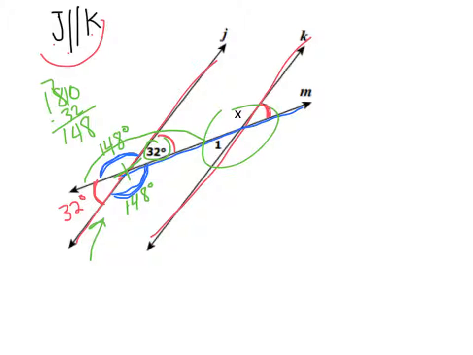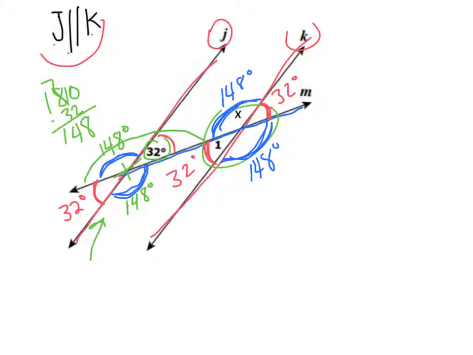So I'm going to mark here, these two red angles are the same, and these blue angles here are the same as well. So once I find one, I know where they're at all the way across the board. So these blues are both 148, just like at the other intersection, and these red ones are both 32s, just like at the other intersection. So really, whenever we have two parallel lines, my J and my K, that are cut by a transversal, we only have two different angle measurements that are going to appear four times each.